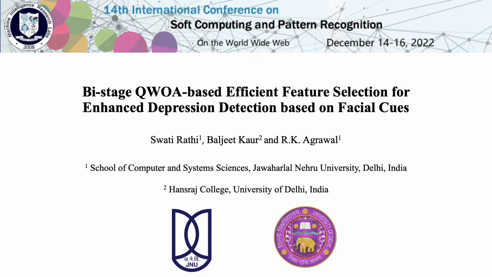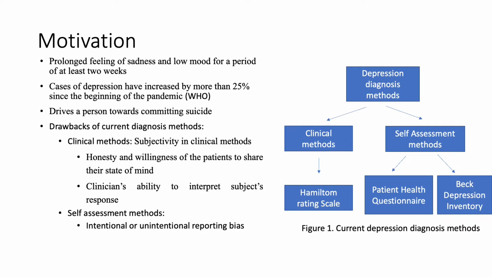I am here to present my work, bi-stage QWOA-based efficient feature selection for enhanced depression detection based on facial cues. Depression is characterized by a prolonged feeling of sadness for a period of at least 2 weeks, and the cases of depression have been on the rise by more than 25% since the beginning of the pandemic, as per the WHO report. It often drives a person towards committing suicide.